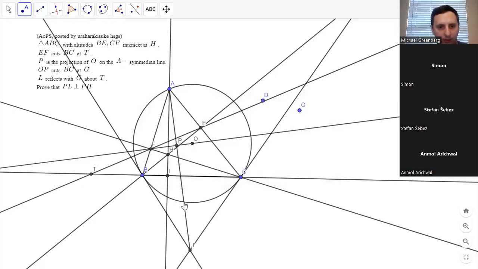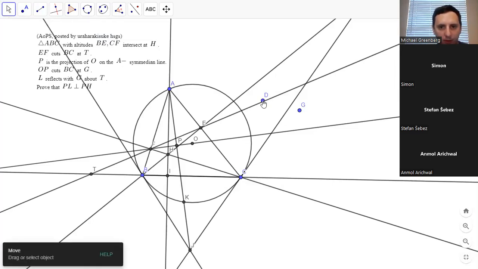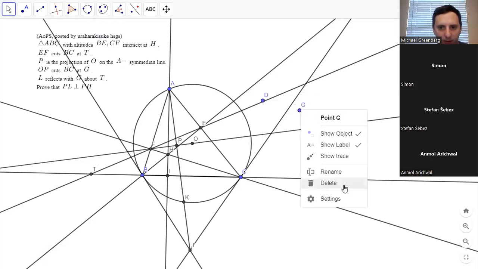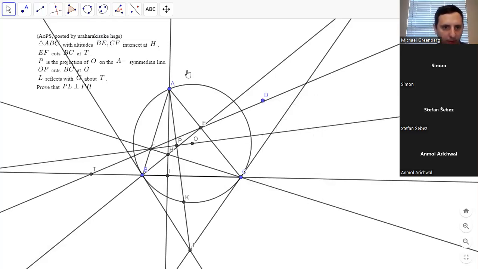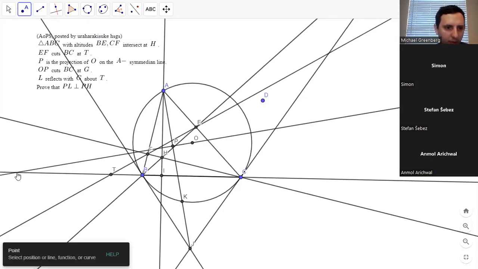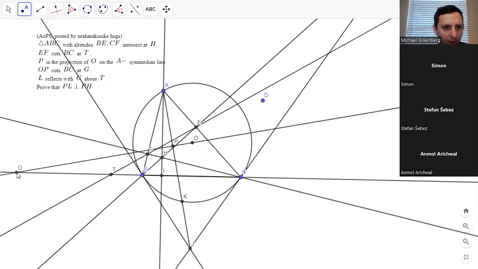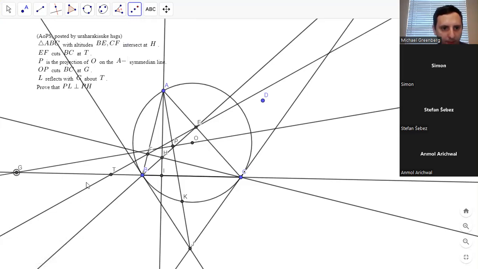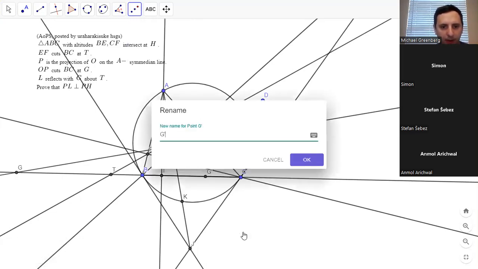So I'm going to draw this point. OP cuts BC at point G. So let me delete this point G, and then the other point G, I think, will show up when I create it. Okay. And so this should be G, and then reflect G about T, and you get point L. So this should be L, and we want to show that PL is perpendicular to PH.